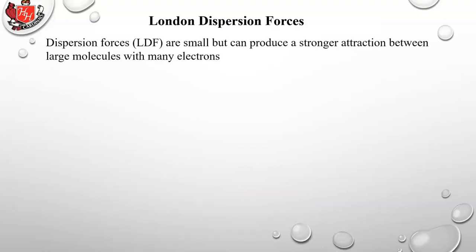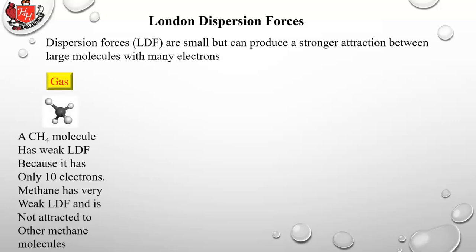So London dispersion forces, sometimes just called dispersion forces, are small but can produce a stronger attraction between large molecules with many electrons. So here we see CH4. CH4 is a small molecule. We've drawn Lewis dot structures and talked about it quite a bit. And it has weak London dispersion forces because it has only 10 electrons. If you do look at the Lewis dot for CH4, it's got 10 electrons. Methane has very weak London dispersion forces and is not attracted to other methane molecules because it doesn't have enough electrons to get pushed over to one side to make a particularly strong positive-negative dipole.